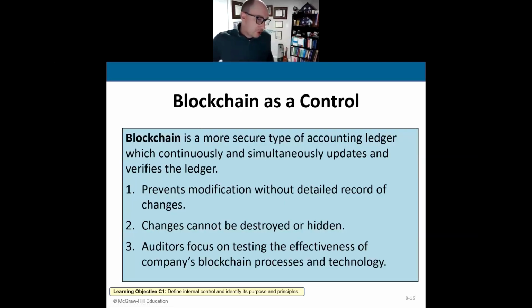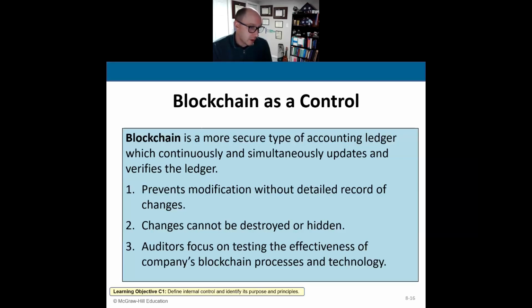I'm sure you've probably heard about blockchain by now. Blockchain is another technological advancement which is considered to be a very secure type of accounting ledger. The idea here is that the blockchain ledger is continuously and simultaneously updated and verified. It's a technology that makes it very difficult for the ledger to be modified without any detailed record of changes. It is impossible to destroy any type of transactions in the blockchain.